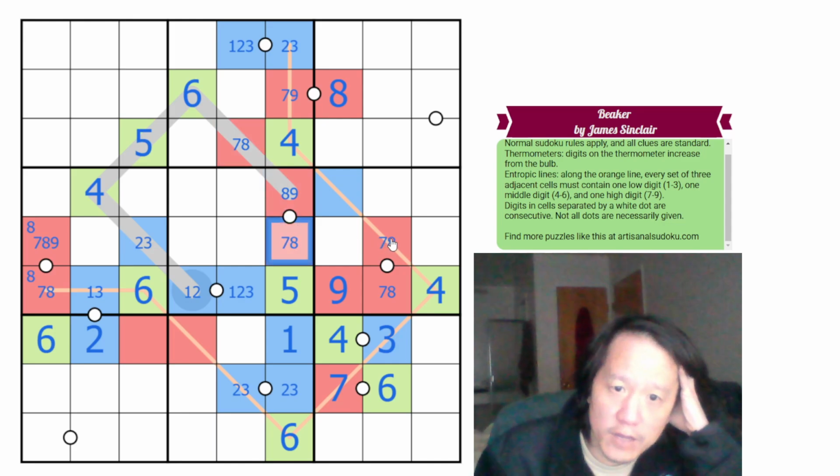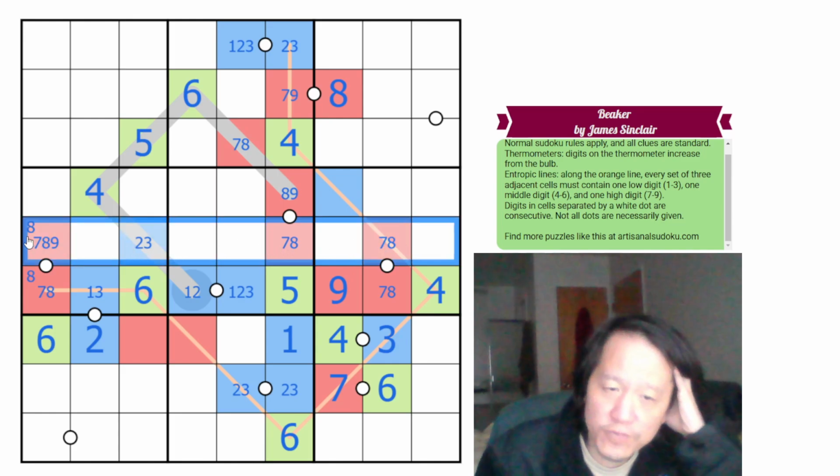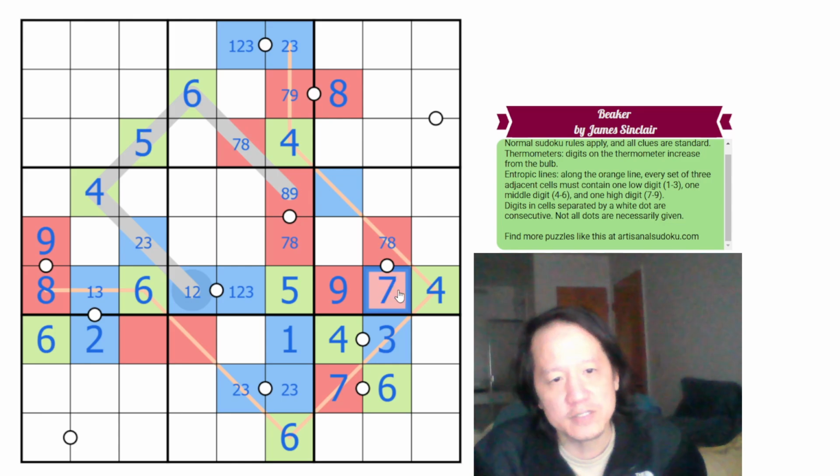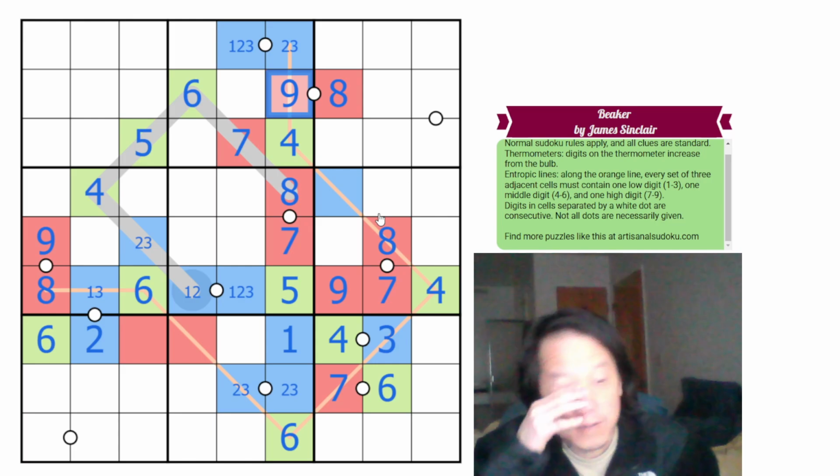So we have a 7, 8, 7, 8 pair in row 5, which eliminates 7, 8 from the rest of the row. Therefore, this must be a 9, which forces this to be 8, which makes that a 7, which makes that 8, which makes that 7. This 7 means this is an 8, which forces that to be 7 and forces that to be 9.